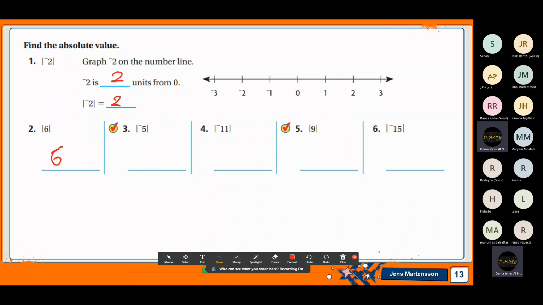Okay, Juri. Yes, teacher. Juri, what's the absolute value of negative 5? 5. Bravo. Jumana, the absolute value of negative 11 is 11. Bravo. After Jumana, Laura.